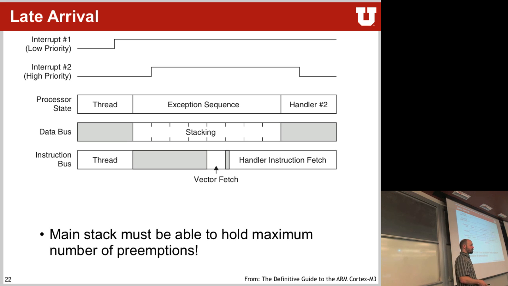What's the difference between before the vector fetch and after? After the vector fetch, you have already fetched the vector. You know where you're jumping to. So if this interrupt happens after the vector fetch, we have the next case, which is preemption, because now you have basically started executing the interrupt handler of the lower priority.